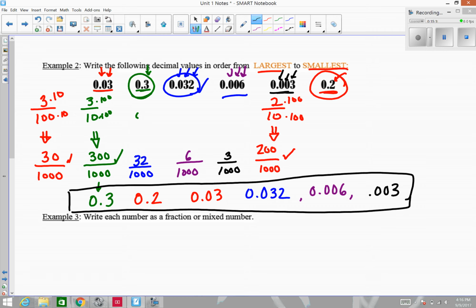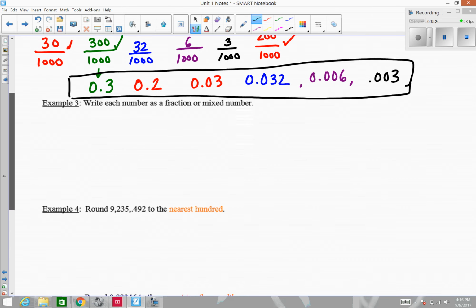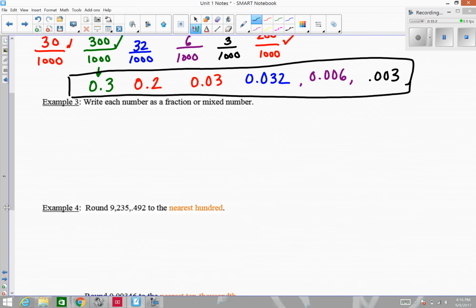All right, what we want to do next, example 3, we want to take a number that's a decimal number and write it as a fraction or a mixed number. So we're going to start with 0.004, and we want to write that first as a fraction. Now notice that the 4 is in the tenths, hundredths, thousandths place. So I'm going to write 4 over 1,000. And that is finished. Let's do another one.